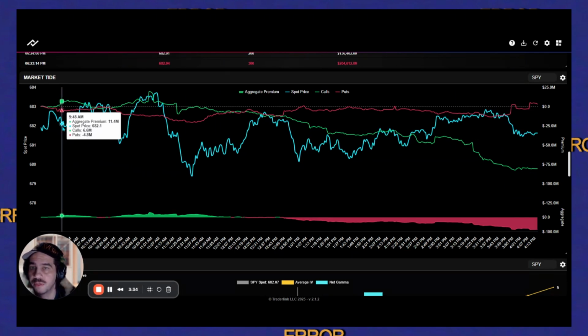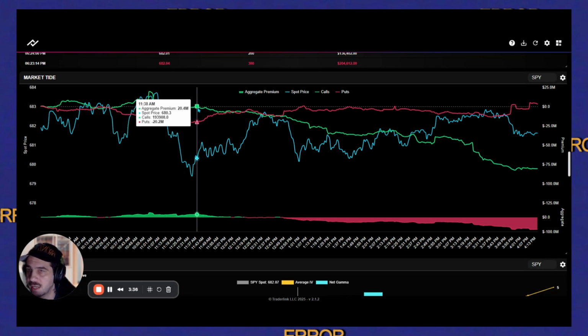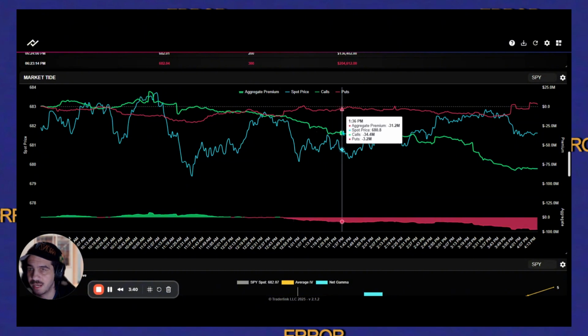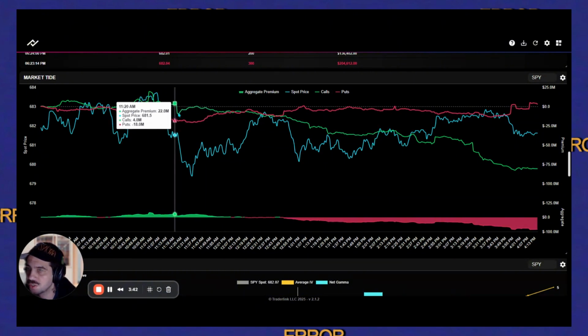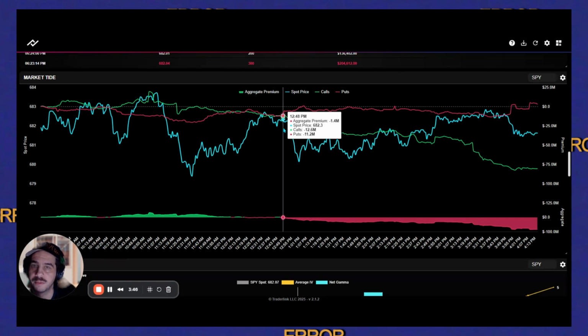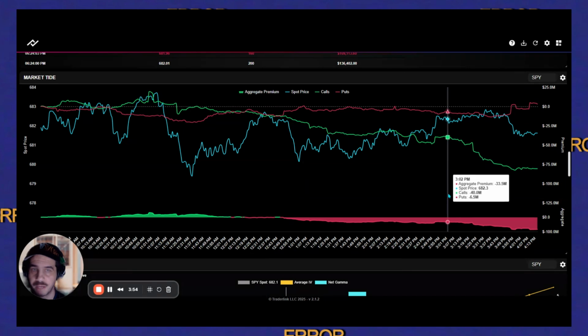So call premium collapsed all day today, as we mentioned earlier. We can see with this green aggregate line, it's starting to just decrease throughout the day today. The green call premium line is trending down from the moment the market opens. The translation of this is calls are being sold, unwound, dumped, liquidated, whatever verb you want to use.